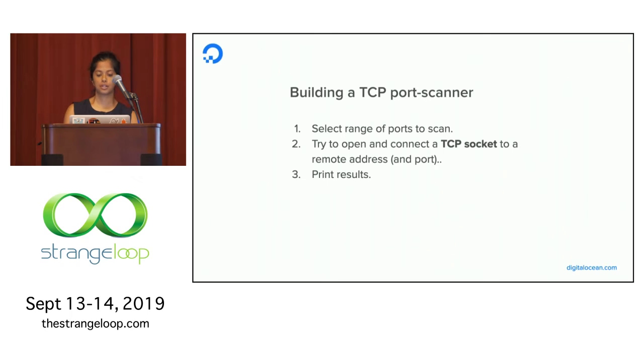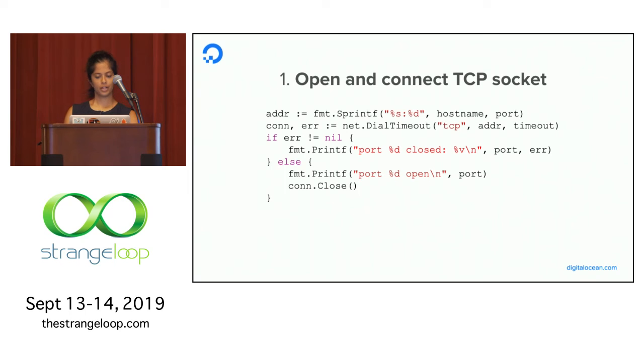So how do we build the TCP port scanner? This is actually even simpler than our TCP proxy because all we're doing is picking a range of ports. We're just trying to open and connect to one of those remote addresses, and then we're printing our results. If we have an error and we can't actually establish a connection, we're just going to assume that the port is closed. So step 1, same thing as before, very similar code. The only difference is now we're adding a timeout. We're just trying to open and connect a TCP socket to a remote address and port, and if it's closed, we're printing that out. If it's open and we succeed, we're also printing that out, and we're making sure we close the connection.